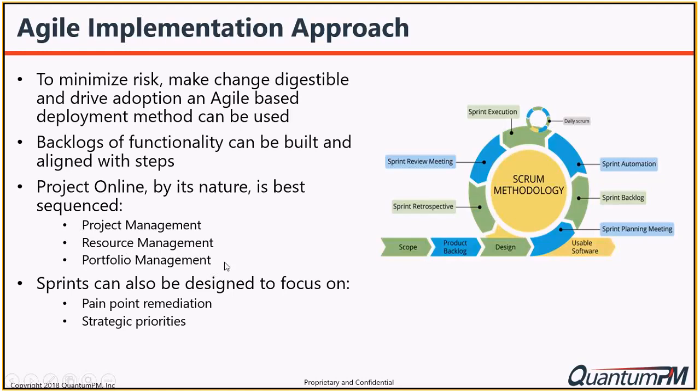And then portfolio is required on the end there, because you need to have a portfolio of projects and a portfolio of resources that would be available and considered for portfolio management. So based on dependencies, the sequence is usually project management, resource management, portfolio management. So you think about agile-based solutions as you're considering these types of programs.